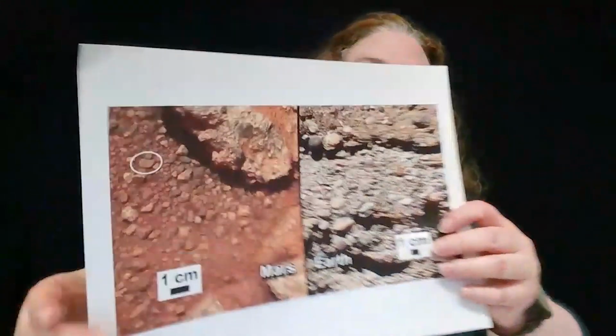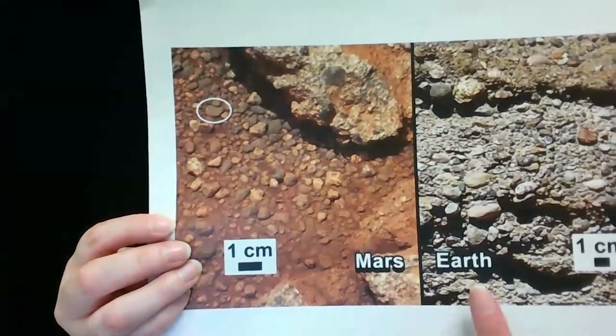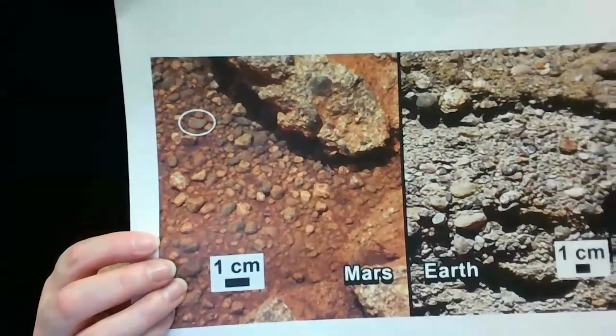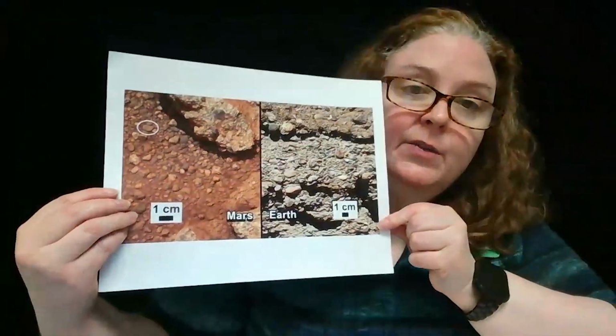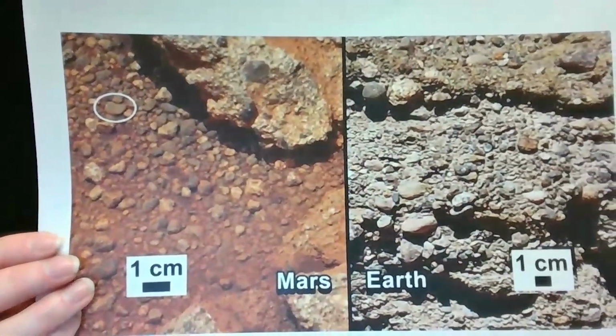So here is an example of a comparison of land on Mars and land on Earth. And we have a 1 centimeter scale. So that's an example of how we're comparing how similar and different the rocks are.